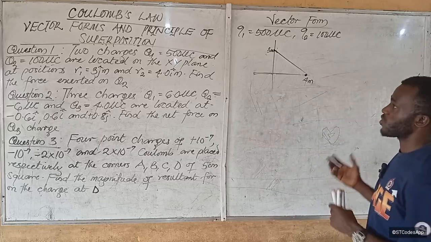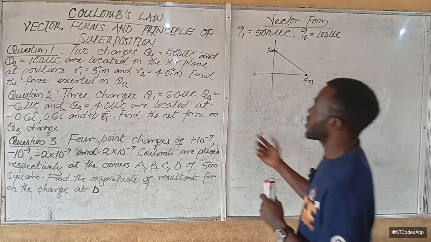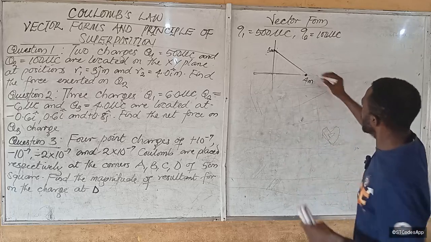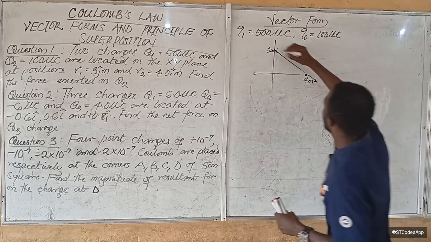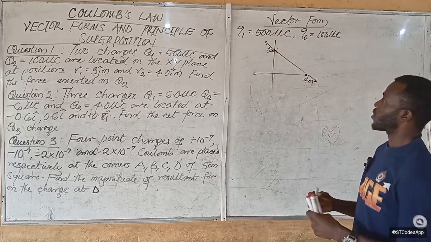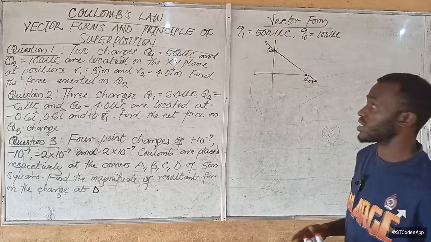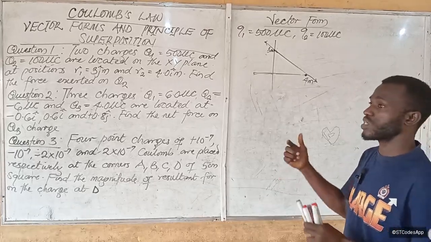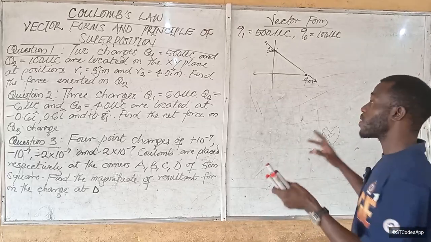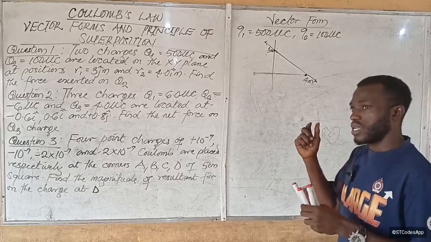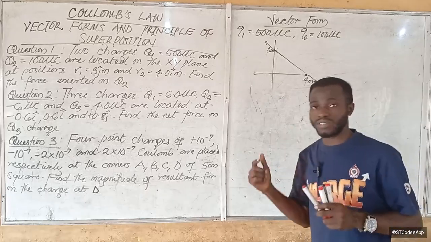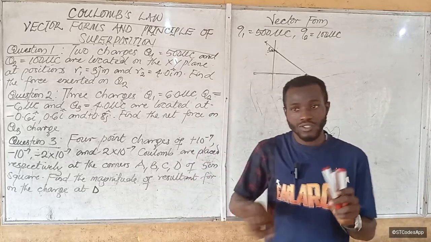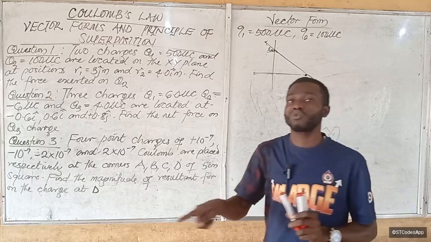Because of the force of attraction or repulsion, will it be attraction or repulsion? They are positive charges, so it's going to be repulsion. So it's going to act along this line. Because vectorially, if we state Coulomb's law, I will say that the force of attraction or repulsion between so and so is proportional to the product of the two charges, and inversely proportional to the square of the distance between them, and acts along the line joining or separating the two charges.